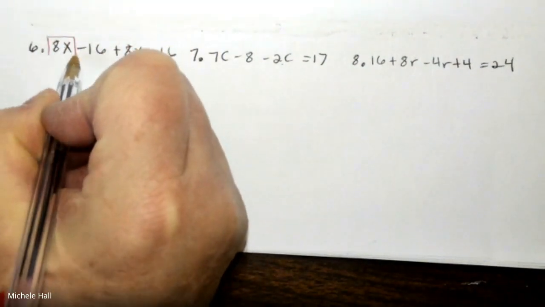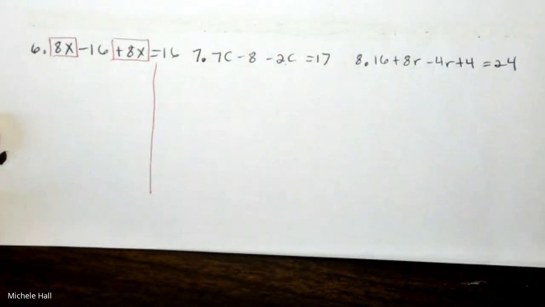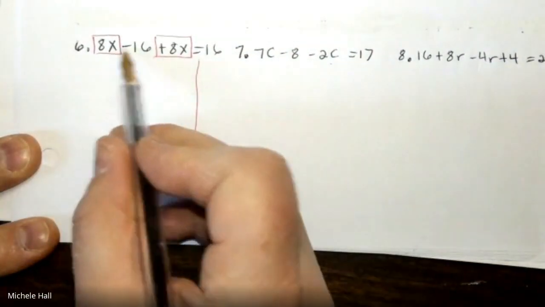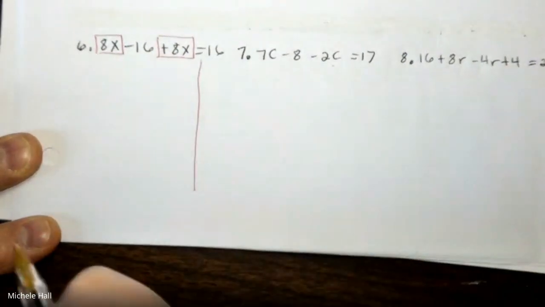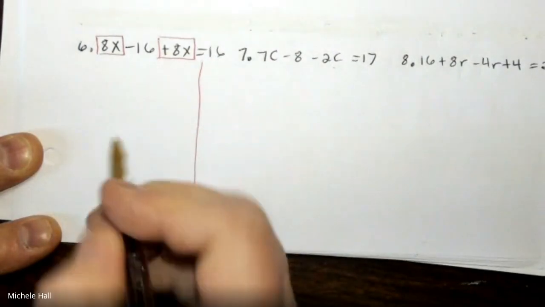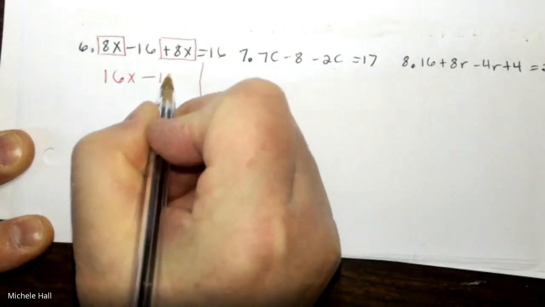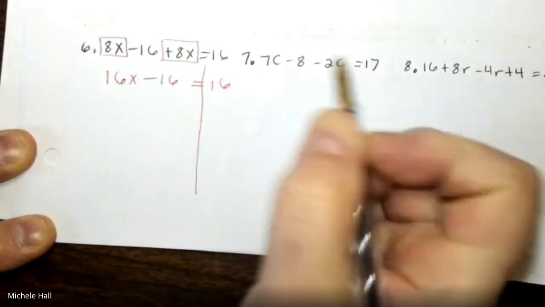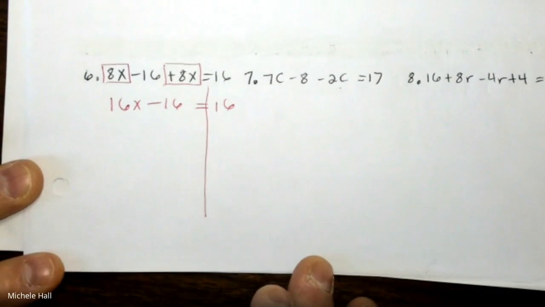I've got a positive 8x and another positive 8x that I can combine together. So what is 8x plus 8x? That's why I keep the signs in the box. I need to know, am I adding? Am I subtracting? What's 8x plus 8x? 16x. And then we still bring down the minus 16 equals 16. We've simplified it down to a 2-step equation. Now I'm ready to solve.